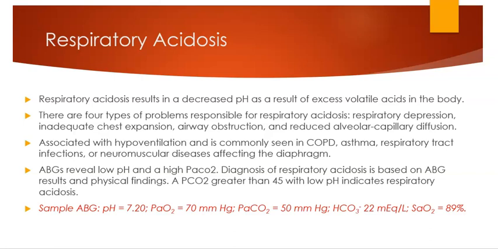If you look on the bottom here, this is a prime example of what an ABG would look like for somebody in respiratory acidosis. You're going to have a low pH, meaning less than 7.35, and you're going to have a PCO2, or carbon dioxide level, above 45. That means you have more acid in your body, so it makes you more acidic. That's how you're going to tell if it's respiratory acidosis or not.